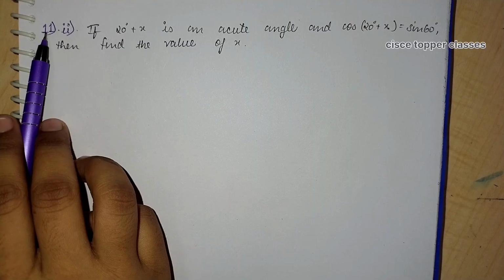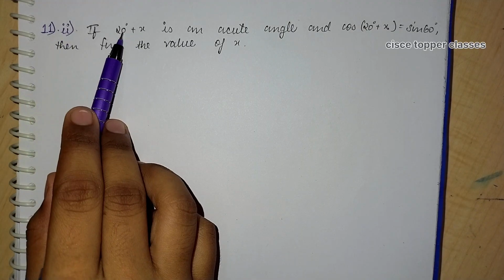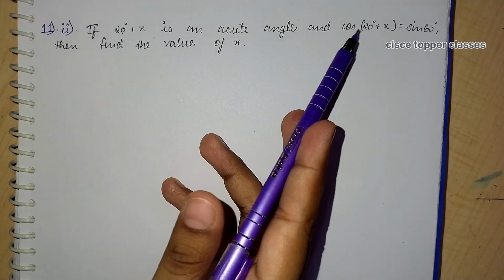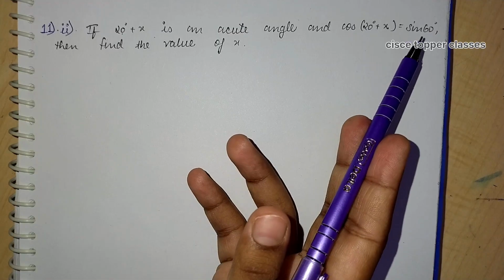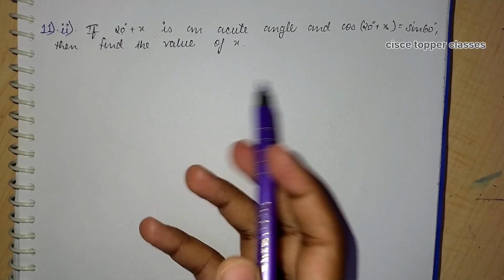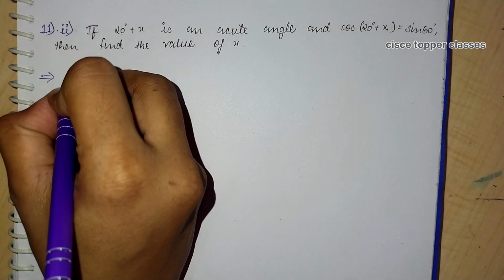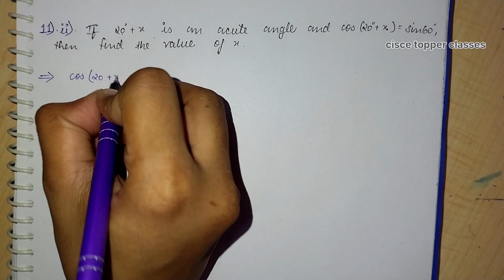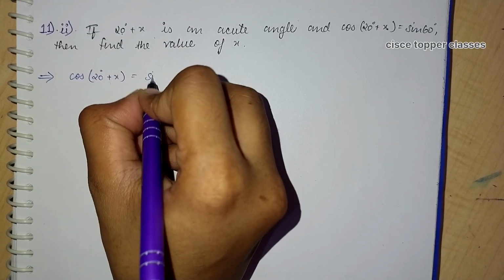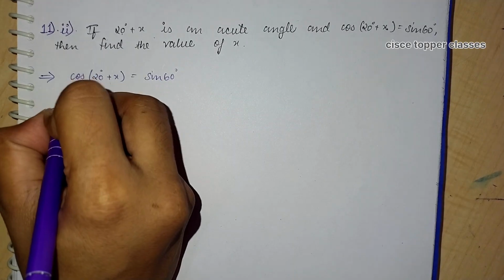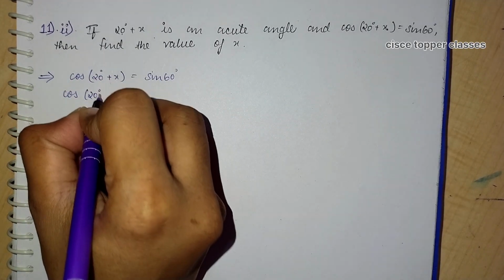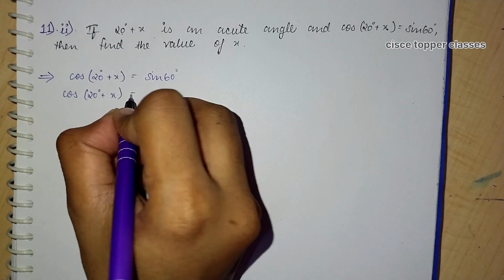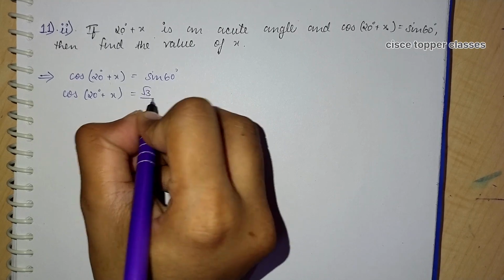Now let us solve question number 11, second part. If 20 degree plus x is an acute angle and cos of 20 degree plus x is equal to sin 60 degree, then find the value of x. So we have the statement cos (20 degree plus x) is equal to sin 60 degree. So here we will put the value of sin 60 degree. So this will be cos (20 degree plus x) equal to under root 3 by 2, since sin 60 is under root 3 by 2.